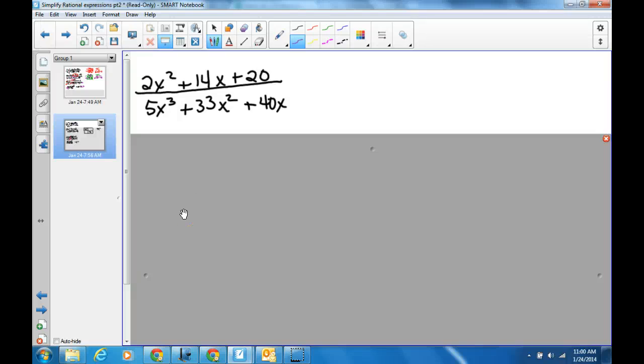Okay, so on this first one here, the first step. What did I tell you last time? What was the first step you had to do for this? Greatest common factor. So what would your greatest common factor be on the top? You could take out a 2. What can you take out of the bottom? Not a 5, because 5 doesn't go into 33. Just an x. So do that right now. See what you get. And then we'll compare.